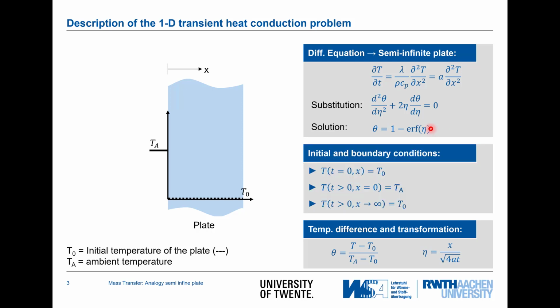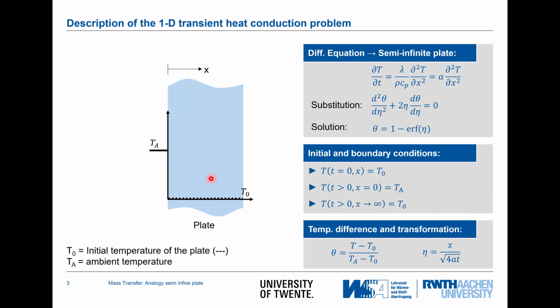Well, the boundary conditions here in T and not in theta, let me go through those. The temperature at the beginning, regardless of where in the plate, is T0. That's indicated, as I said, by the dotted line. The temperature for any time except 0 at x equals 0 means that this left surface is T ambient, shown here. And the temperature for any time and x going to infinity is T0. Means very far to the right the temperature is T0.